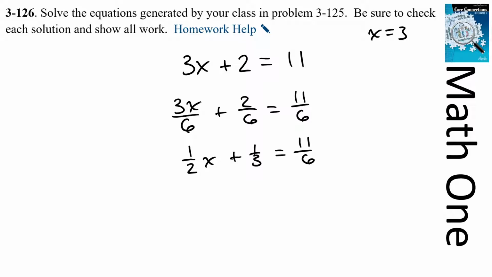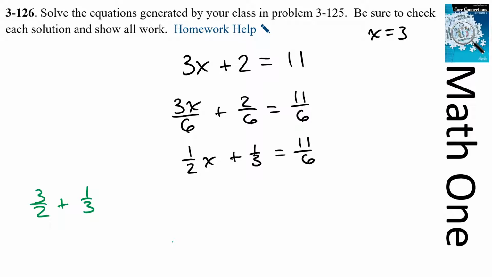And already this is not quite as clear as the original equation. However, I do want to point out that x equals 3 is still the solution to this equation. In fact, if I plug 3 in, that would give me 3/2, right? Because 1/2 times 3 is 3/2, plus 1/3. And that should equal 11/6.